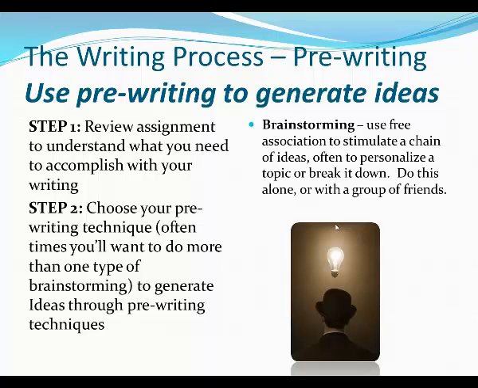So the first thing you can try is brainstorming. That's where you'd use free association to stimulate a chain of ideas, often to personalize a topic or break it down. Do this alone or with a group of friends. Say you're writing about To Build a Fire and survival, you would just start associating ideas about this. You'd look at the questions, the prompt, what it's asking you, and free associate ideas. It doesn't even have to be complete sentences. It's just first thought, best thought, okay?